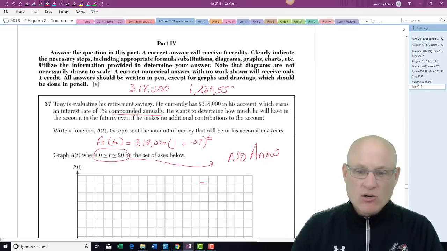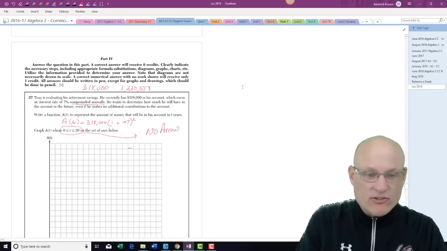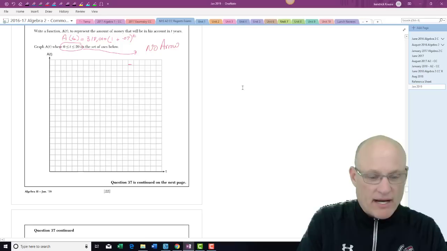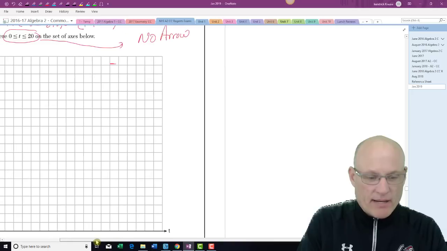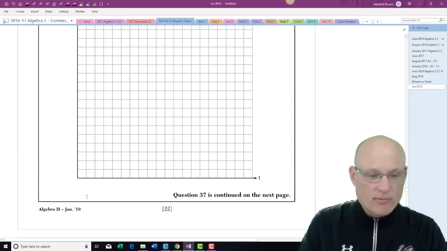1,230,559. Okay, so now I got to think about my scale. Now, I know there's 20 boxes along the bottom. I've seen that. All right, there's 20 boxes along the bottom. That's going to be easy. That scale will be just 1. So let me put that in.